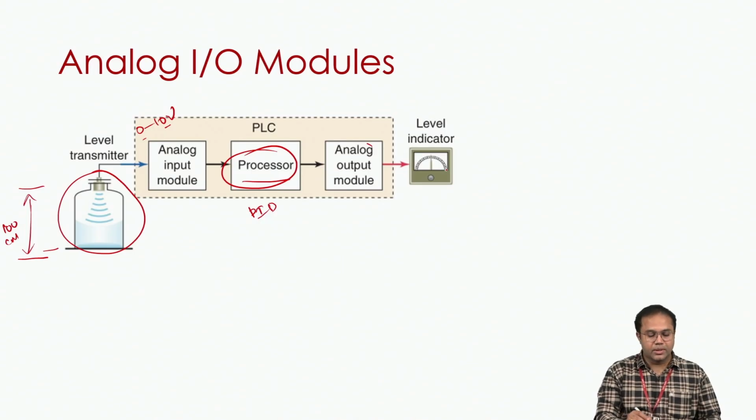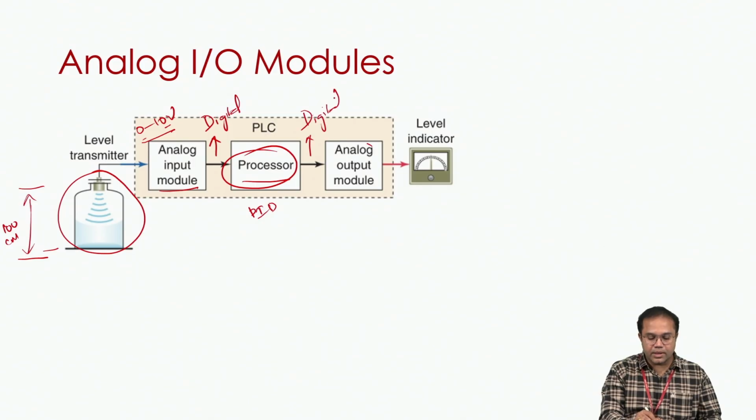And what the analog output module will do, taking the digital input from the processor, it converts back into the analog signal, right? So here the analog input module takes the analog input and converts it into discrete, it means digital, because the PLC is a digital device, it understands only digital data. So this analog signal is converted to digital, and that is done by this analog input module. And once the processing is done, this digital data is again converted into analog. That is again done by the analog output module.